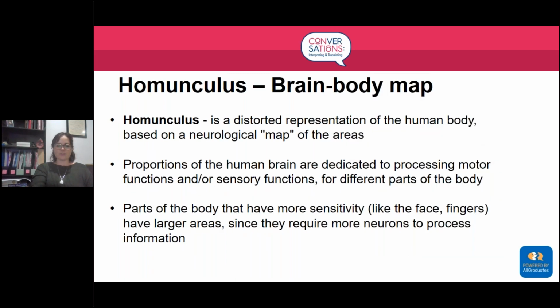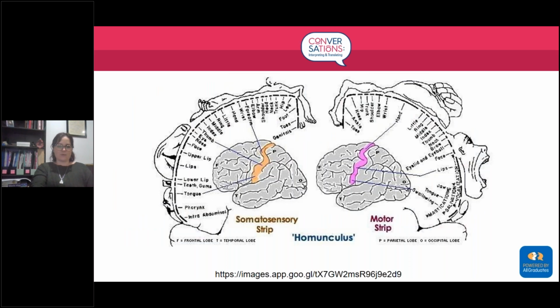And then we also spoke about the homunculus. This is where we have this map of the body along that strip of the brain, and we can see how it's represented here. If we look at the somatosensory strip on the left, we can see that the areas where we have a lot of sensation, like in our mouth, our face, our hand, have a big area of the brain that's given to them.